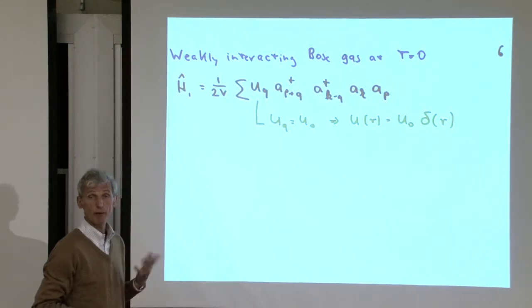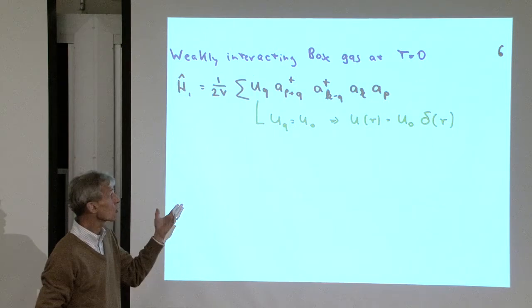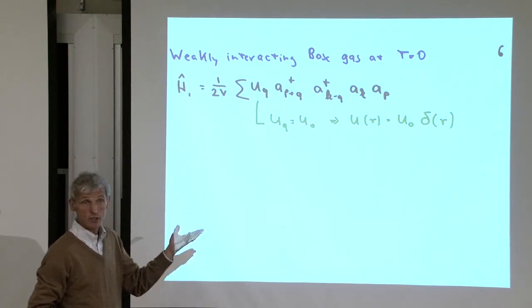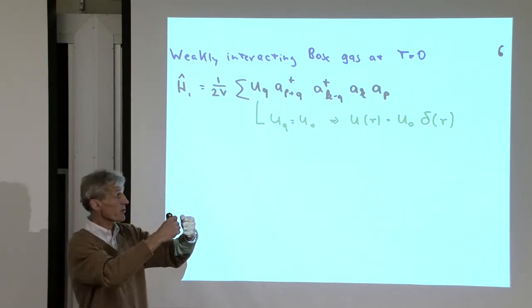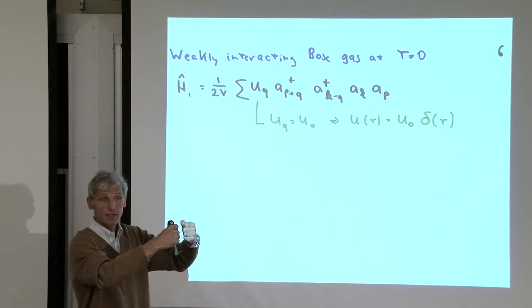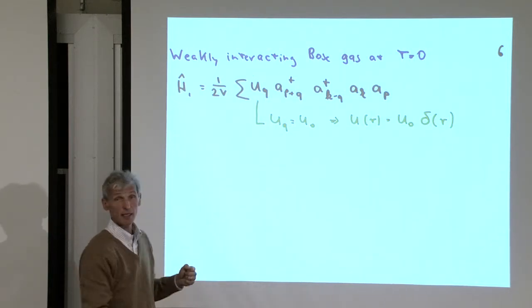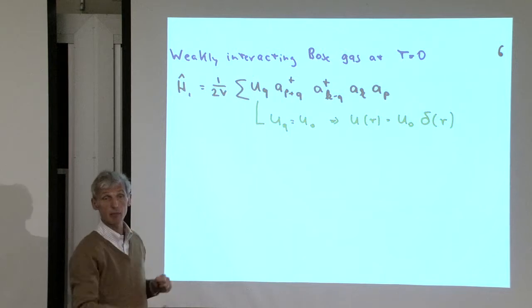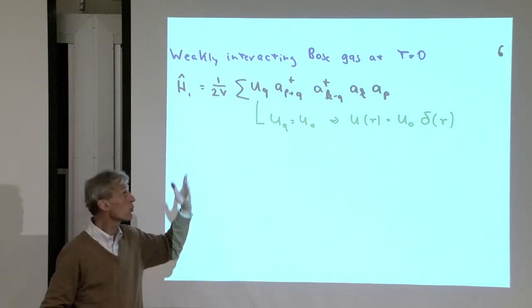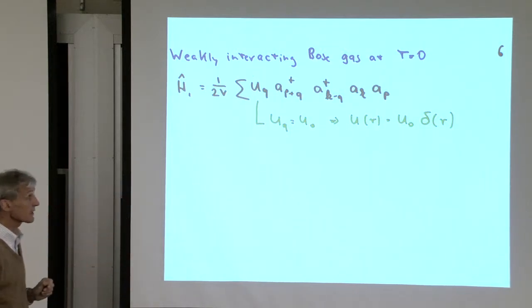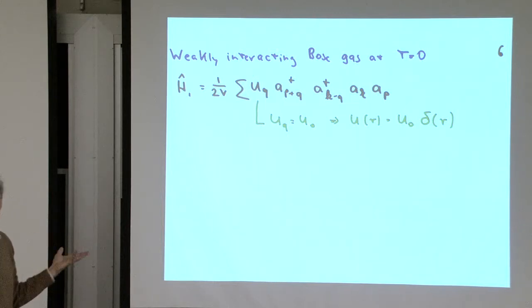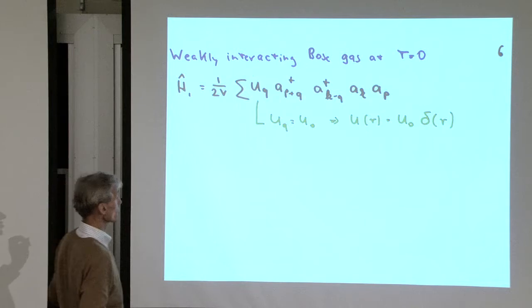This guarantees momentum conservation. So what I'm showing you here is the elementary process of scattering. Two particles with momentum k and p scatter, disappear. That's why we have the annihilation operator, and then they reappear with two new momenta. That's the most general form of a binary interaction. And now we have to make approximations. Nobody can solve this Hamiltonian in the most general way.